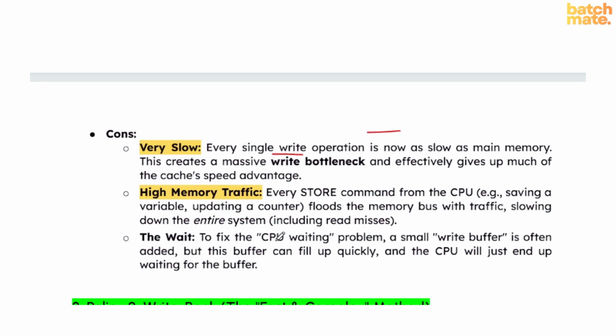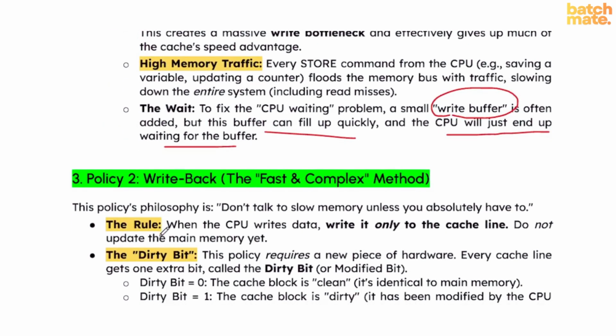And it doesn't end here. To fix the CPU waiting problem, a small write buffer is often added, but this buffer can fill up quickly too, and the CPU will just end up waiting for the buffer. So much headache. So, engineers asked, is there a way to cheat? Can we be lazy and do the main memory part later? Yes, and it is called the write back policy.